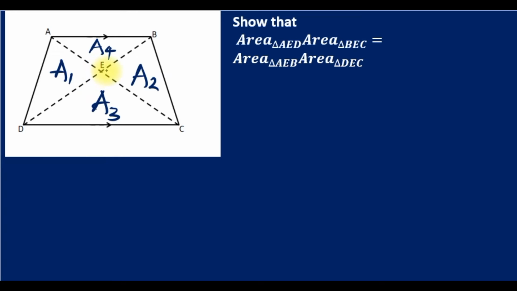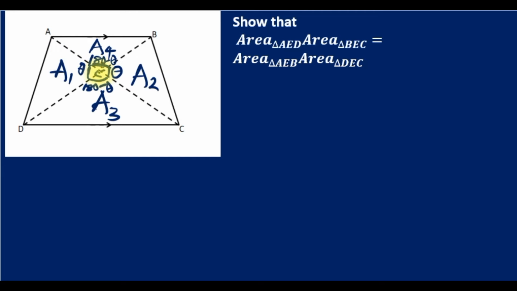Okay, let's call the angle here theta. We know by vertical angle theorem this is also theta. Again, this is a straight line, so this should be 180 minus theta. Again, by vertical angle theorem, this is also 180 minus theta.